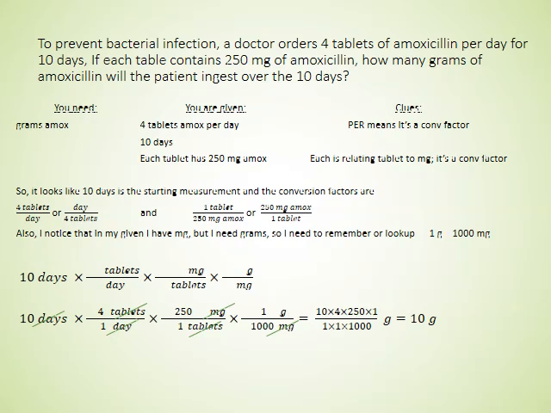So let's set up our conversion factors and realize that we could either use 4 tablets per day, or 1 day per 4 tablets, or 1 tablet per 250 milligrams, or 250 milligrams per 1 tablet. So if we begin with 10 days, we know we need days on the bottom of the first conversion factor, so we'll choose tablets to days first as the first conversion factor. And then we can go from tablets to milligrams, and then from milligrams to grams. So we're putting in our units, devising our strategy.